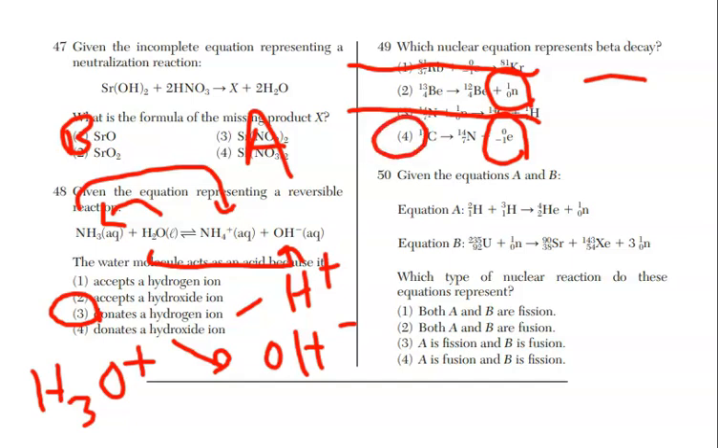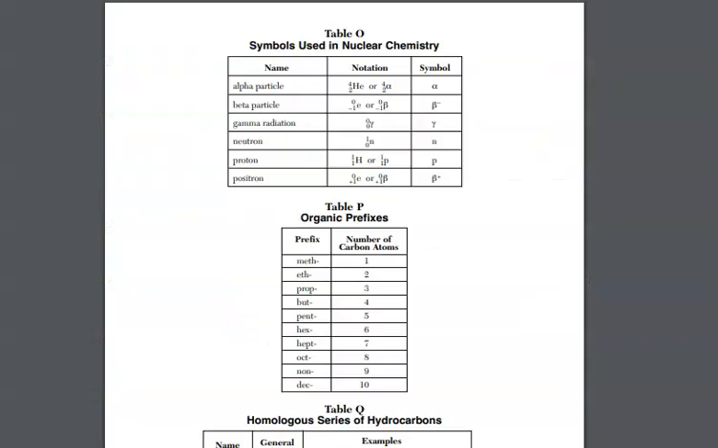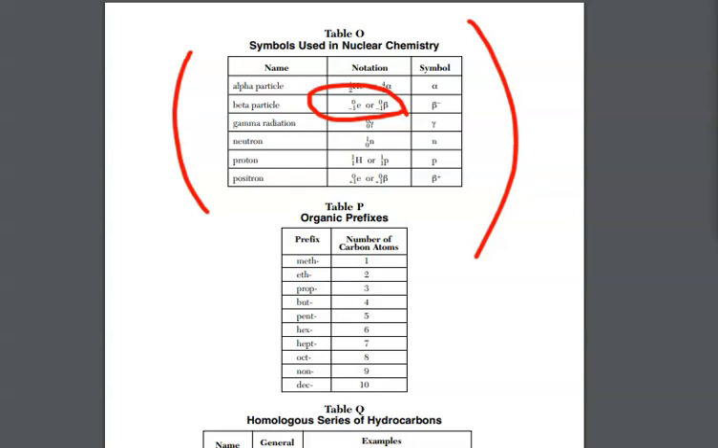There is a reference table that lists the particles and their symbols. Let me just show you that quickly. Reference Table O gives you the names, the notation with the numbers, and then the symbols themselves. There is our beta particle, and we saw that in the question.